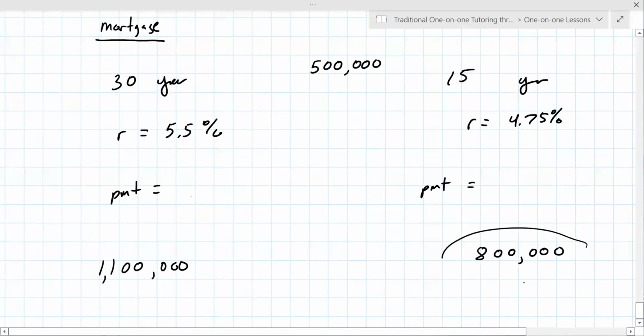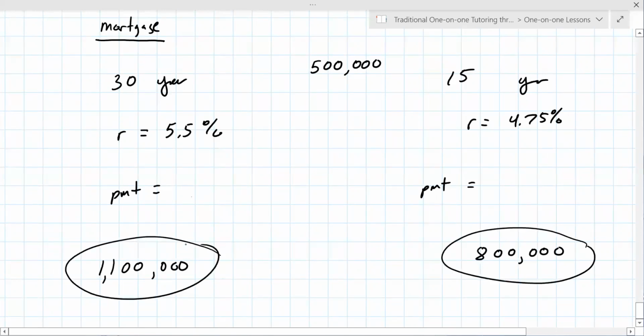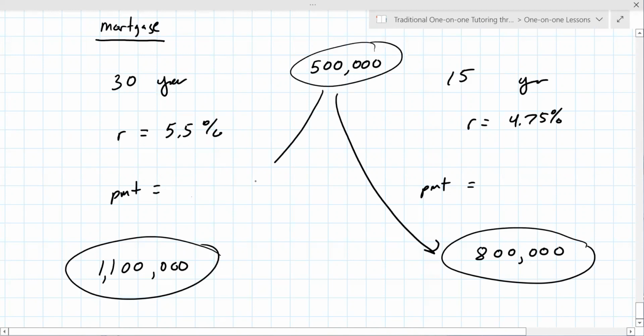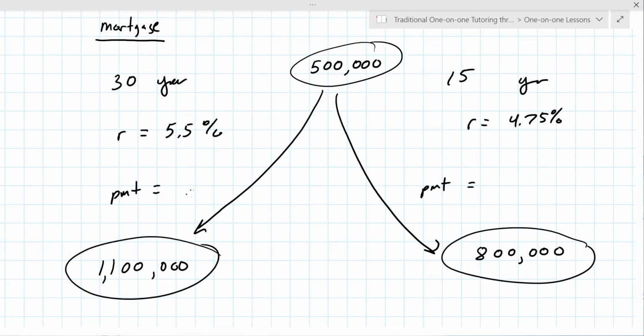And that's the real question you should be asking yourself: do I really want to pay $800,000 for a $500,000 home, or am I okay paying 1.1 million for a $500,000 home? That's because we sometimes get caught up in the payment, and really it's, well, what am I actually paying for this thing? Because I still have to pay it off, and it's not just the payment. It's how much am I putting towards this value?